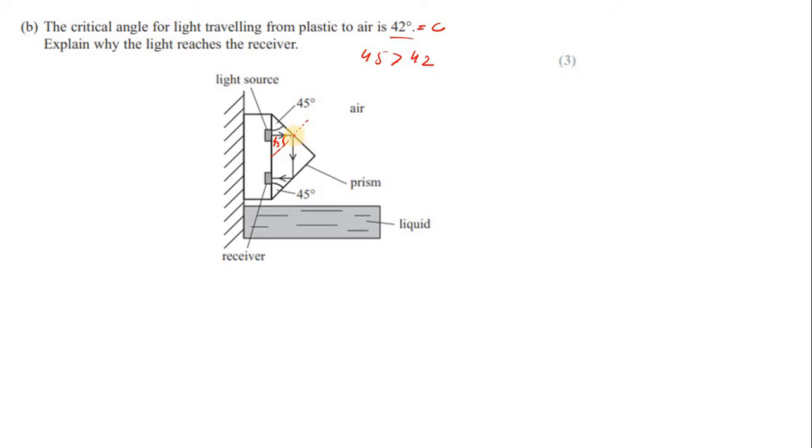When the light, after total internal reflection, reaches the second face, again you see the 45 degree angle. If you measure the angle here, this is the incident angle at the second face, which is also 45 degrees. So again at the second face, you have an incident angle greater than the critical angle. So again you have total internal reflection. So the light is going to reach the receiver.